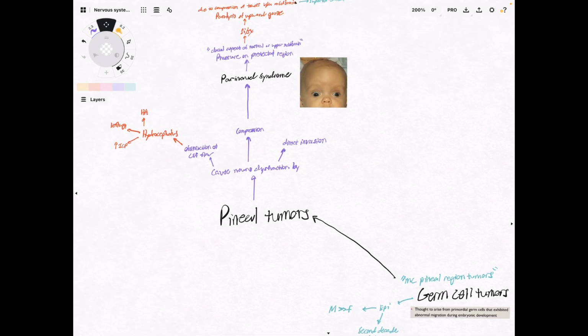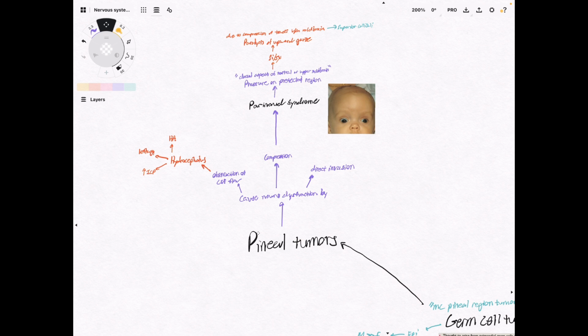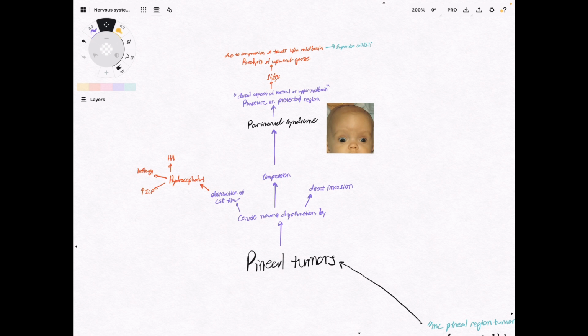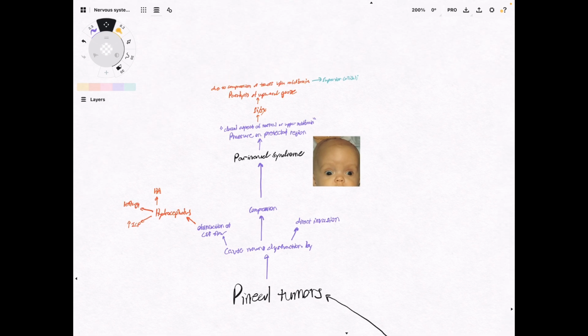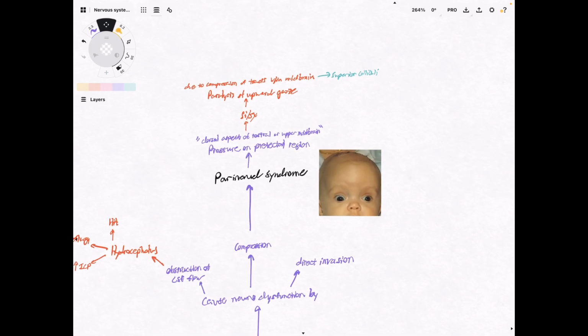So one of the only germ cell tumors that I really want to discuss is something called a pineal tumor. So again, this is a tumor of the pineal gland, and it typically causes neurological dysfunction through three mechanisms: direct invasion of the pineal gland, compression of the pineal gland, and obstruction of CSF flow. And again, if it obstructs CSF flow, it presents with all the hydrocephalus symptoms, so headache, lethargy, increased intracranial pressure. The compression part of the neurodysfunction, I really want you to remember this, but it can cause Parinaud syndrome.